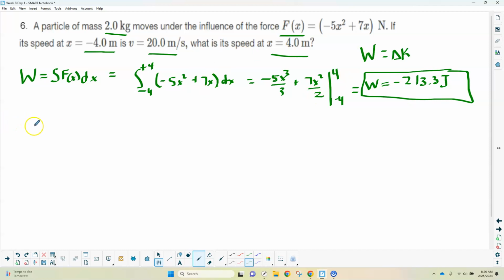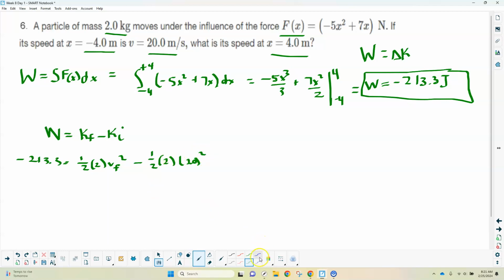So then we have to solve for the speed at the end. That's what we're looking for. So if you say the work is equal to the change in kinetic energy, it's also the final kinetic energy minus the initial. So this is -213.3. We are looking for the final speed at that. So it'd be 1/2, the mass is 2, which is convenient because that makes things nicer, and then it's V_F squared. So we're looking for VF. And then we're going to subtract off 1/2 times 2 times the initial velocity, which was +20 squared.